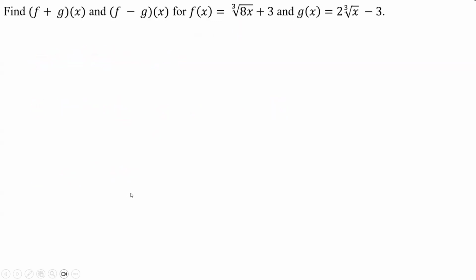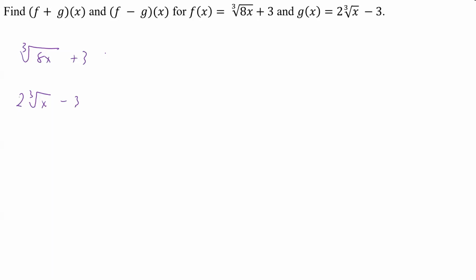All right, so here we have to find f plus g and f minus g. So what we have is the cubed root of 8x plus 3. And that's going to be one thing. And then here we have 2 cubed root of x minus 3. Okay, so what we want to do is we want to get to like radicals again.